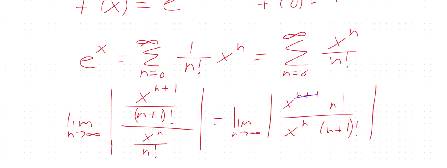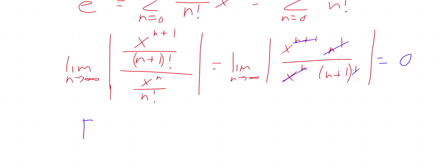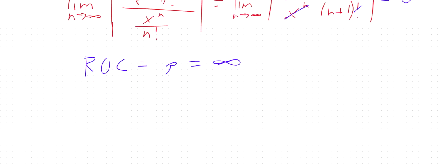X will simplify, factorial will simplify, and now x divided by n plus 1 as n goes to infinity is going to 0. So our radius of convergence is going to be infinity because any x value is going to work. So that's nice. Now, when we do these, we have our overall function for our Taylor series.